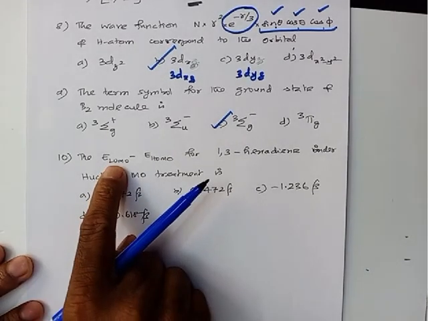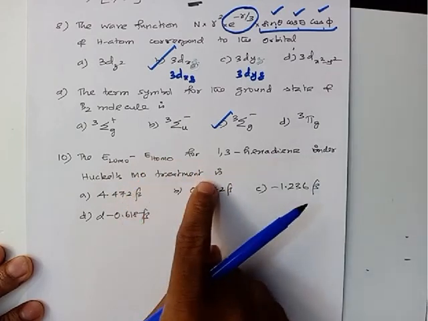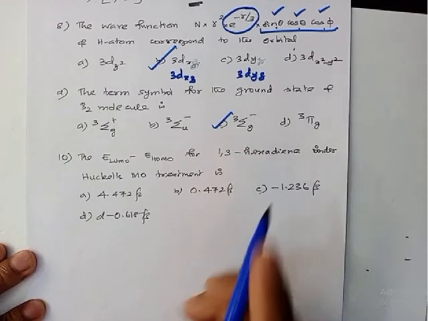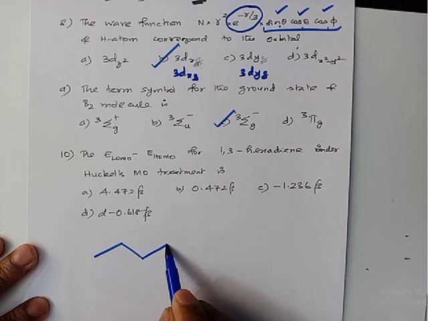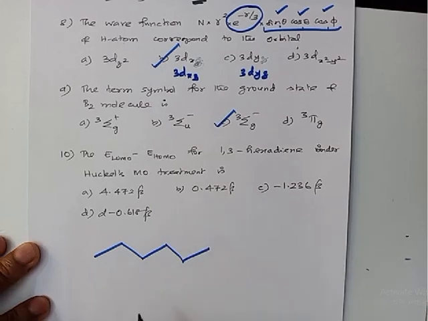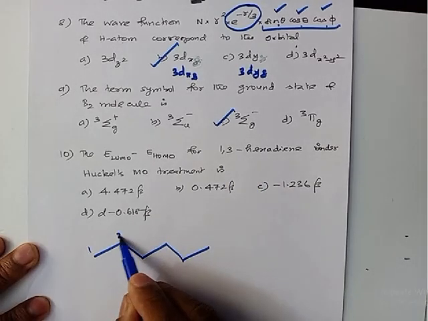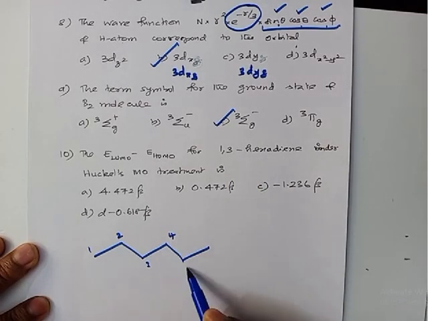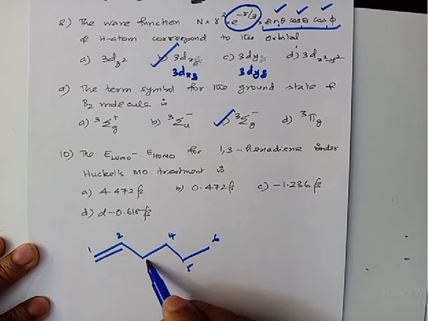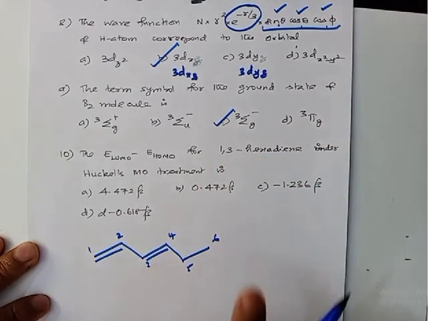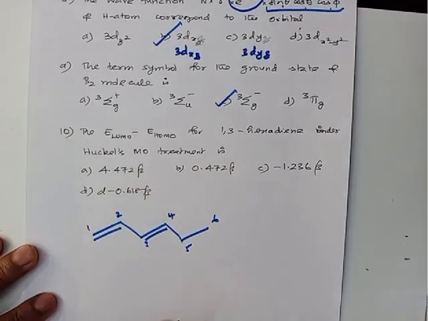The energy of the LUMO minus HOMO for 1,3 hexadiene under Huckel molecular orbital treatment is asked. Students, observe carefully: 1, 2, 3, 4, 5, 6. We have 6 carbon atoms here. So carbon number 1, 2, carbon number 3, 4, 5, 6. In carbon number 1 we have a double bond, and in carbon number 3 we have a double bond. So 1,3 hexadiene is given. Okay, it is not butadiene, it is hexadiene, right?